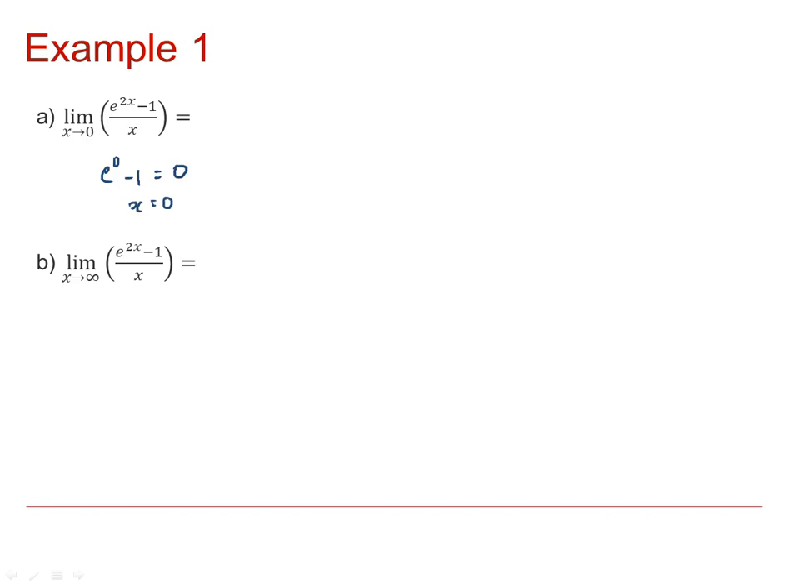So both the functions approach 0, so we can say using L'Hopital's rule that this must be equal to the limit as x approaches 0, and then taking the derivatives, well the derivative of e to the 2x is e to the 2x multiplied by 2, and then the derivative of x is 1. As x approaches 0 then, the top line is 2 and the bottom line 1, so the limit is equal to 2.